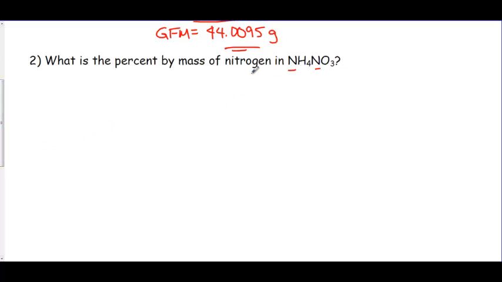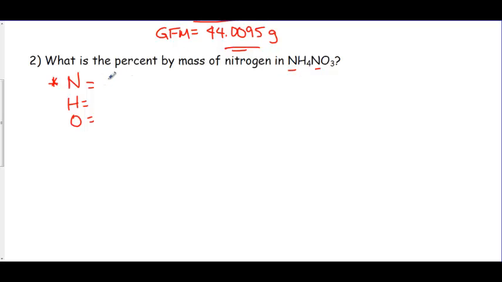Okay? All right, number 2, what is the percentage by mass of nitrogen? So we're talking about the nitrogens here in NH4NO3. This is ammonium nitrate. If you remember how to name ionic compounds, these are 2 polyatomic ions. They're both listed on your polyatomic ion chart. All right, so we have to figure out nitrogens, hydrogens, and oxygens. And then we're going to figure out the GFM and then figure out the part. So this is the part that we want to know.